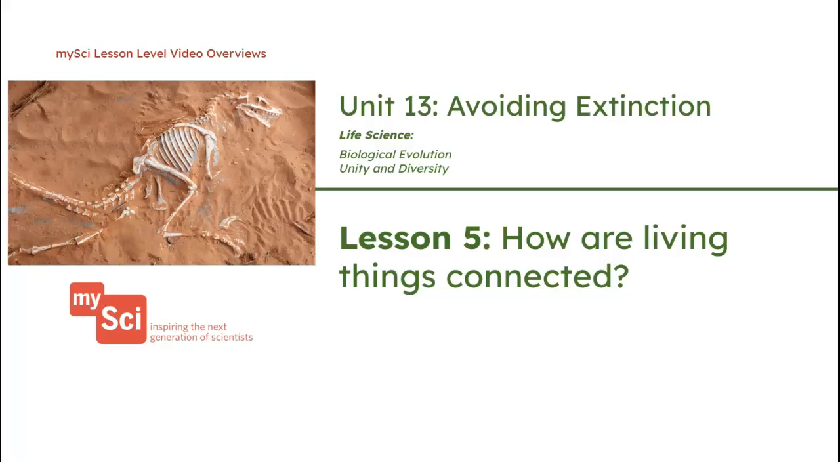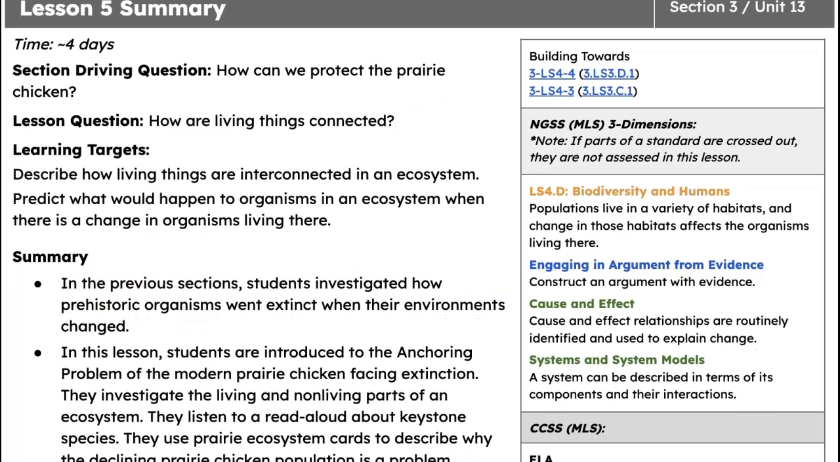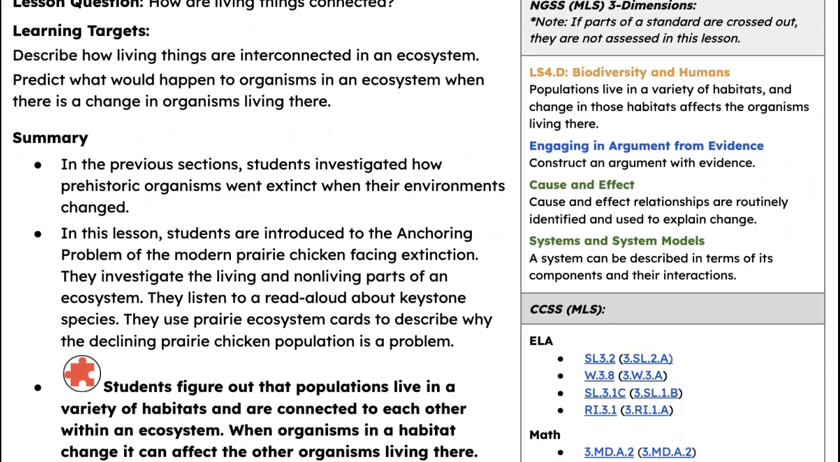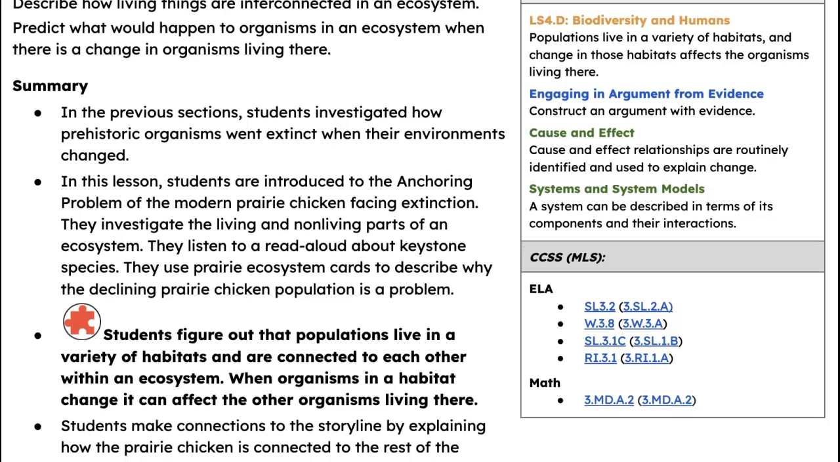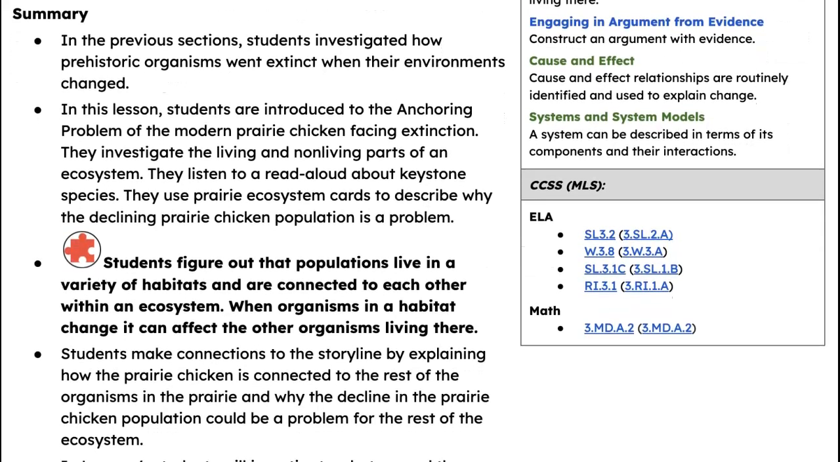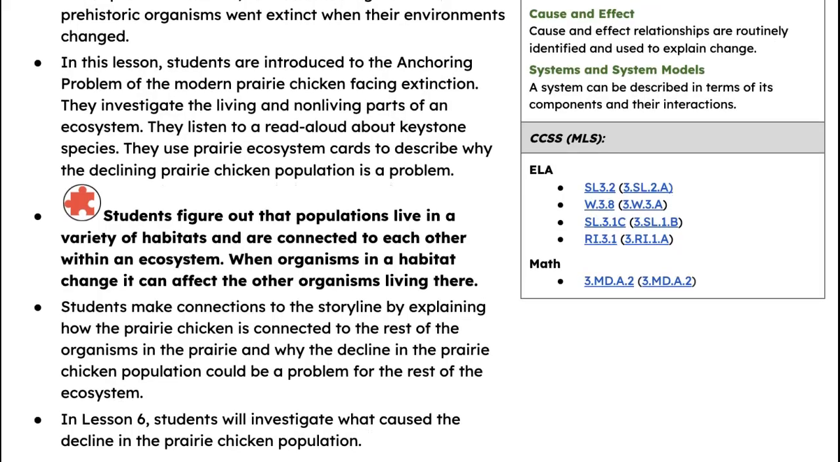Students make connections to the storyline by explaining how the prairie chicken is connected to the rest of the organisms in the prairie and why the decline in the prairie chicken population could be a problem for the rest of the ecosystem. There are several opportunities for ELA and math cross-curricular connections throughout the lesson. You can look for specific standard connections in the Unit 13 Teacher Guide. This lesson will take approximately 4 days to complete.